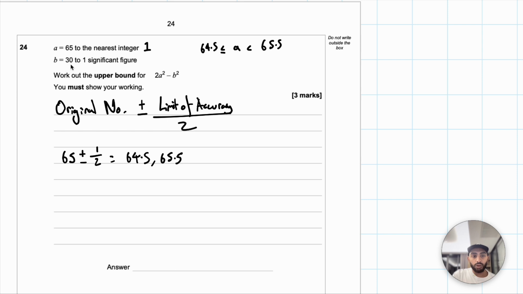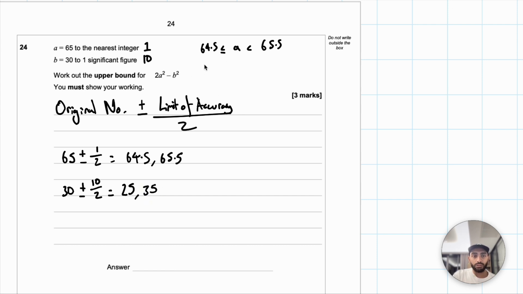For B, we've got 30 rounded to one significant figure. So here, this has been rounded to the nearest 10. So the original number is 30. I'm plussing and minusing 10 divided by 2, which is the same as 30, take away 5 and add 5. So the smaller of the two will be 25 and the larger of the two will be 35.